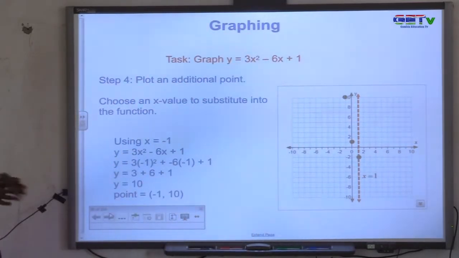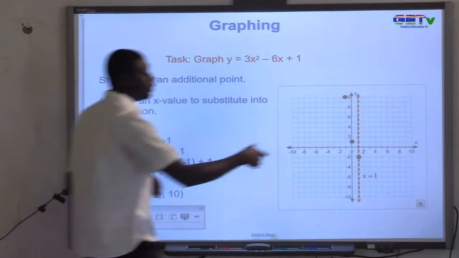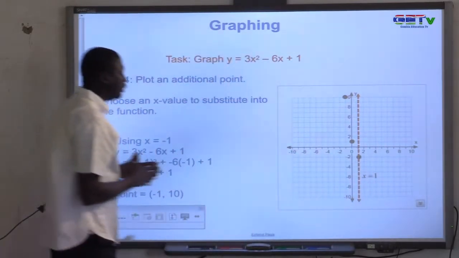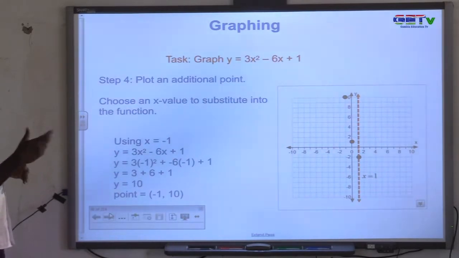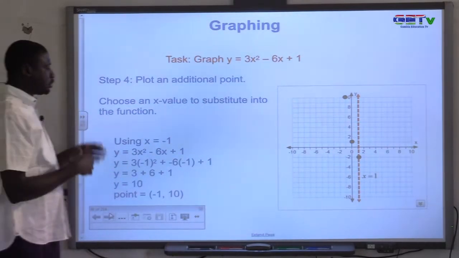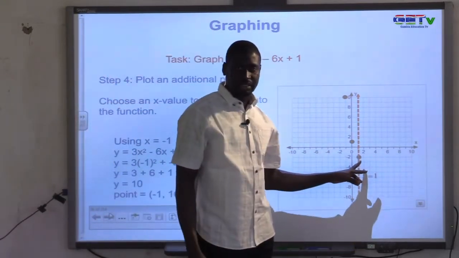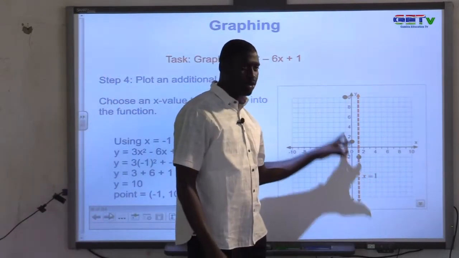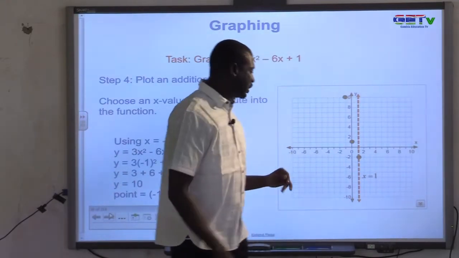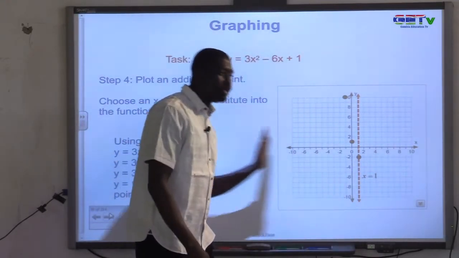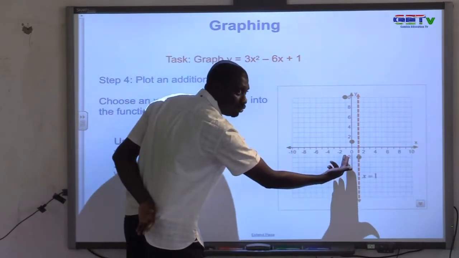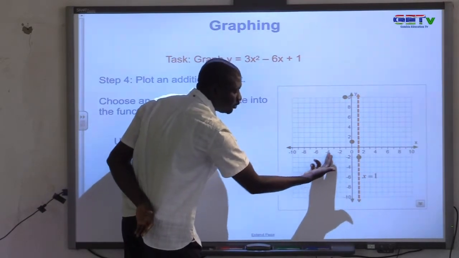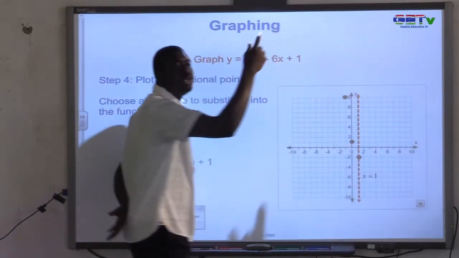Step 4, plot an additional point. That is, we have to plot another point to help us get the curve on one side, so that we can connect, and then we get our graph. Choose an x value to substitute in the function. My advice to you is, because we solve for the vertex, and we also solve for the y-intercept, they are all on one side. It is advised that when you choose another point, you choose on the same side of the graph. So if we are going to choose another point, we can choose x equals negative 1, negative 2, negative 3, negative 4, so that we'll be able to get the 3 points that we need on one side.